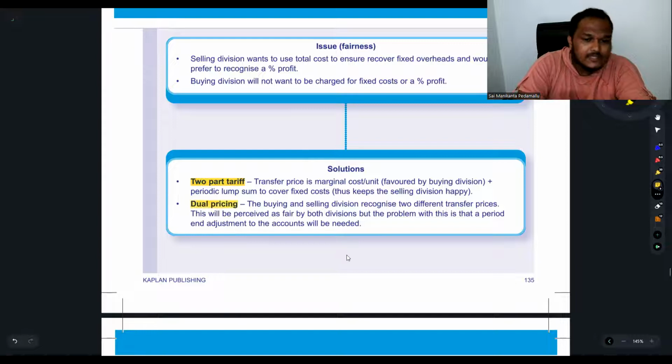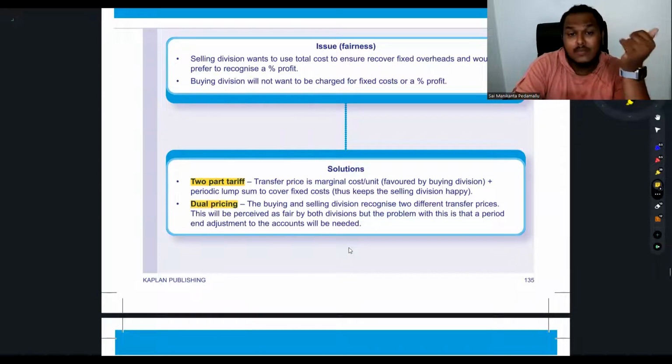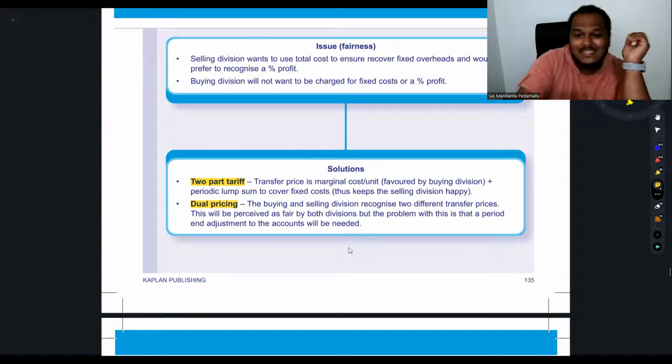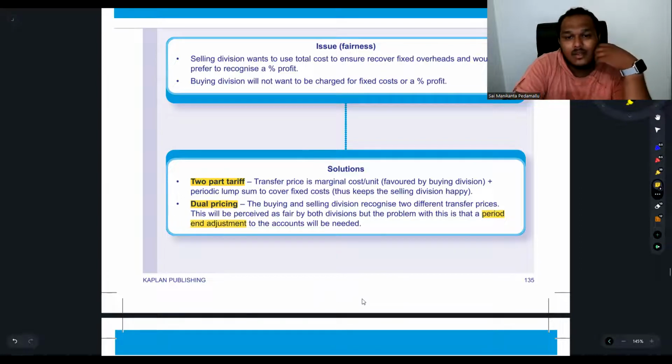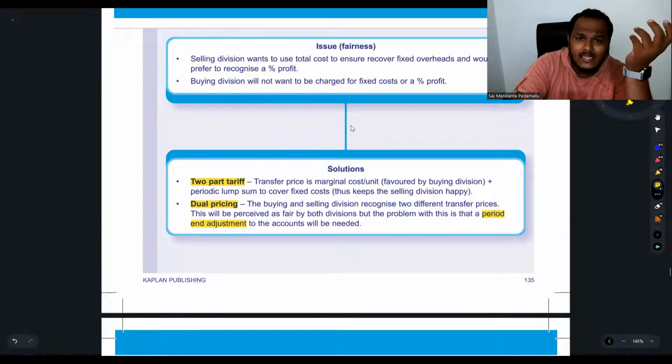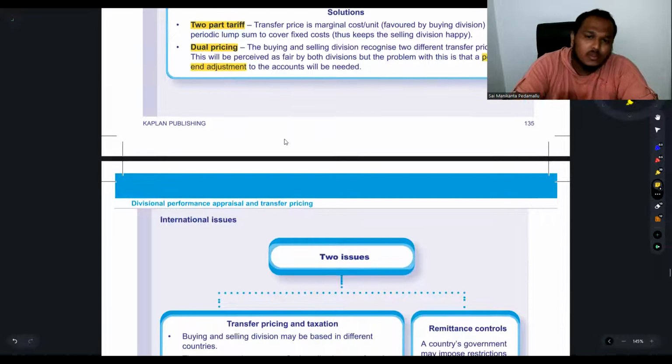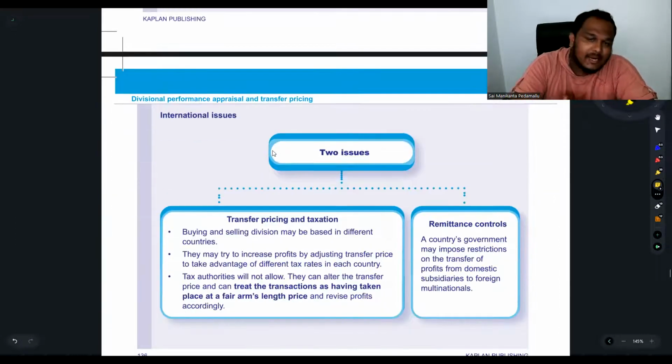And then there is dual pricing. The buying division will record at a lower price. The selling division will record at a fair price, the market price. So then there will be a difference in overall records, sir. The head office will do adjustment entries. Please understand, sir, the head office will record period-end adjustments. The buying division will record at a lesser price, the selling division at a higher price. When doing the consolidated report, the head office will do a periodical adjustment for those differences. That is what dual pricing is all about, to keep both entities happy, the buying division and the selling division.